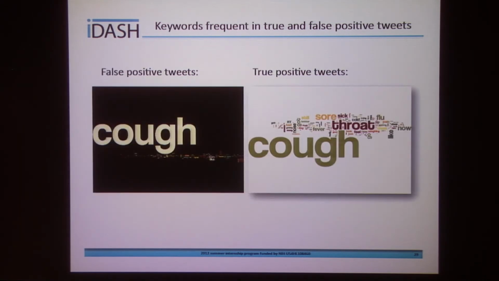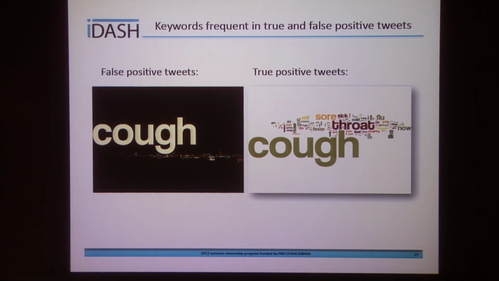Okay, so here's just a visualization of the frequencies of different words in false positive tweets and true positive tweets from the respiratory section of the corpus. As you can see, cough is very frequent in both. The false positive tweets also happen to be a hotbed of Bieber fever.